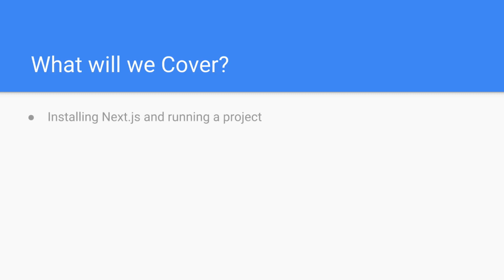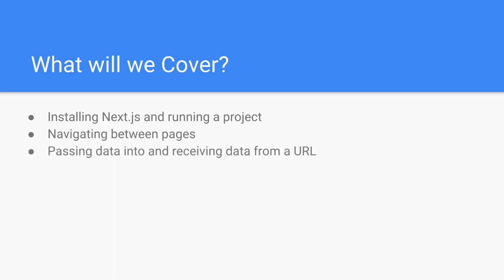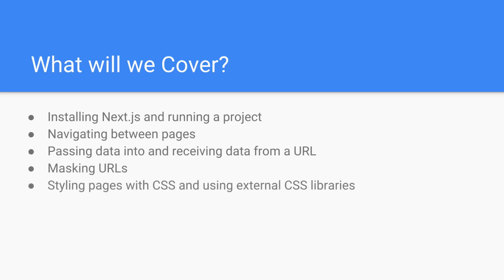Well, we have a lot of topics, starting with first installing Next.js and running a project, then navigating between pages, passing data into and receiving data from a URL. This allows us to pass data from one page to another. We'll learn how to mask URLs to hide unnecessary pieces of information. We'll learn how to style pages with our own manual CSS and also using external CSS libraries like Bootstrap.